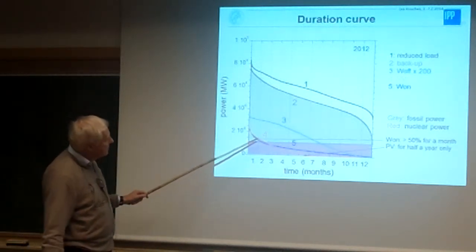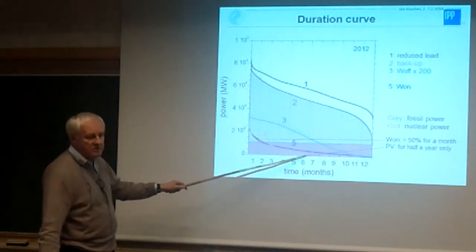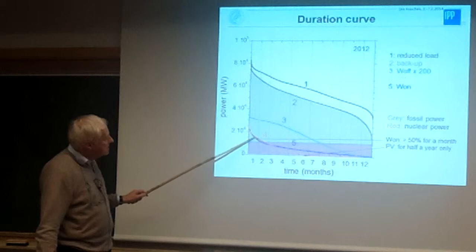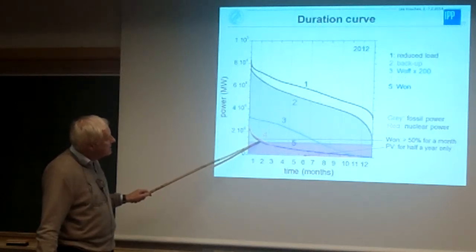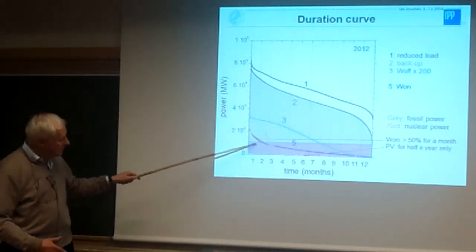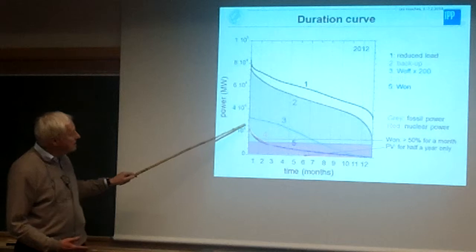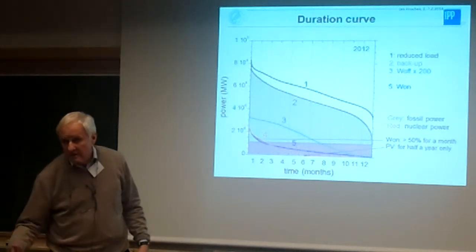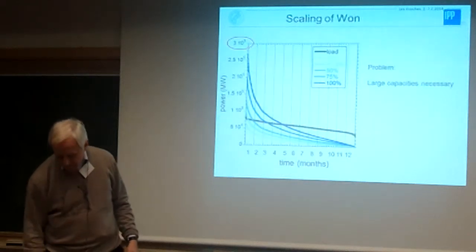And you can also see, for example, that photovoltaic power, of course, only contributes half a year. The rest is night. And you can also see that we can only enjoy from the installed onshore wind power more than 50% of the available power for only a month. Then it already falls below the peak installed value here. So it's only a short period where you have more than 50% of the installed power.